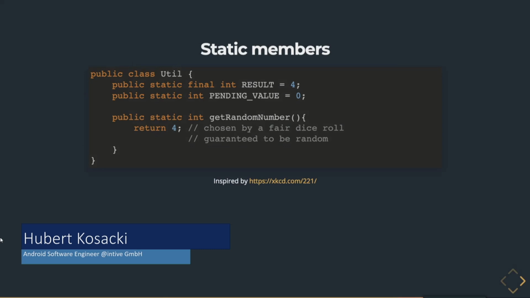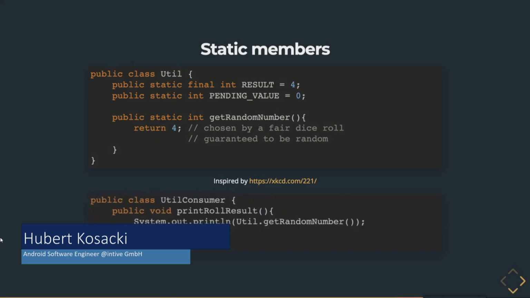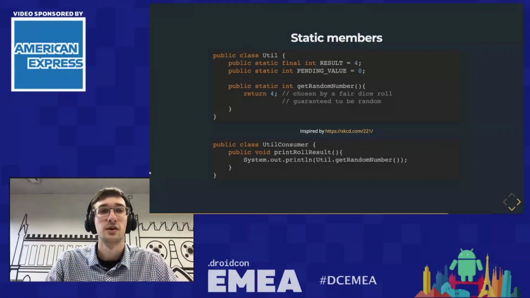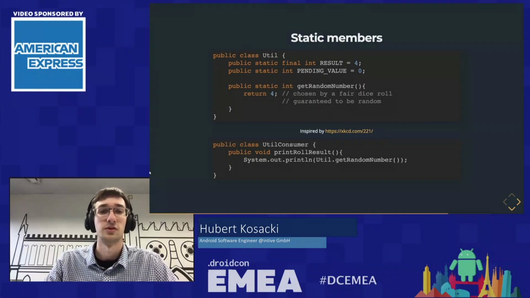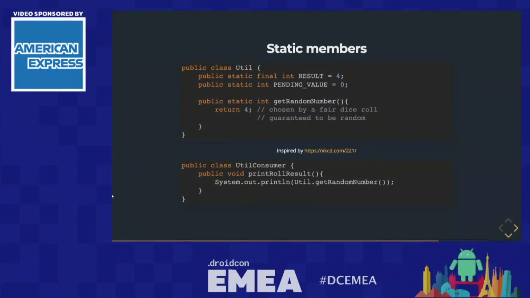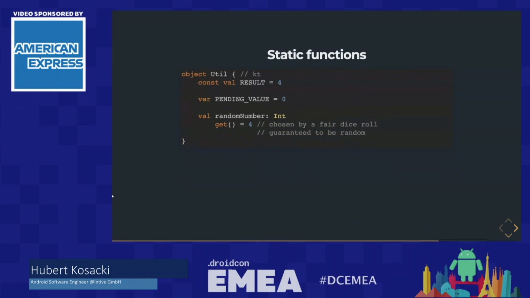So let's also assume we have this consumer of this class that simply prints out the number that is being generated by this method getRandomNumber. So automatically we have converted our util class to Kotlin. The fields became properties. These are now hidden behind proper getters and setters. In terms of the first value, it is only a getter. In the second case, it's also a setter, since this is a var.